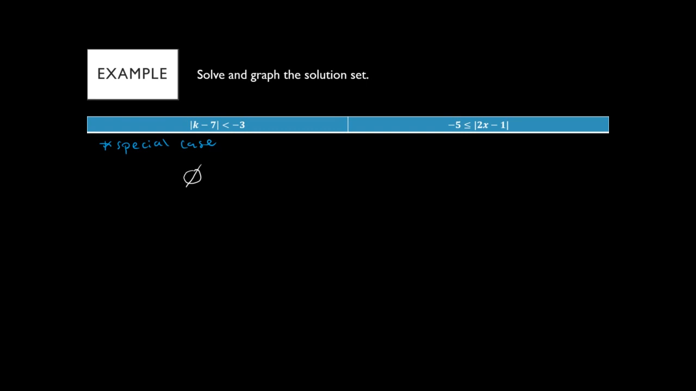Now, how about on the right? This one's a little tricky because it's in the opposite order that we would normally look at it. We've got the absolute value part on the right rather than the left, but we've got -5 less than or equal to the absolute value of 2x minus 1. This is another special case because we've got this absolute value. Do you think we're going to have no solution, infinite solutions, or one solution?